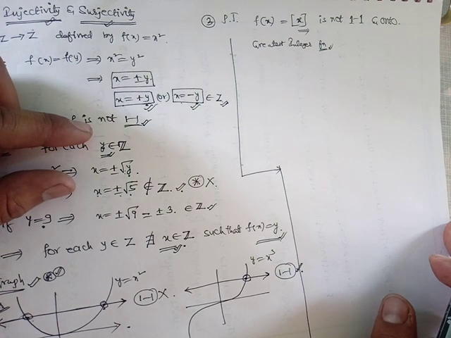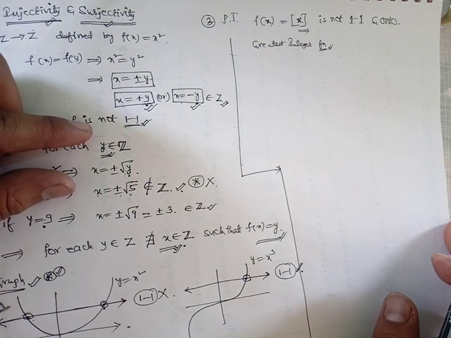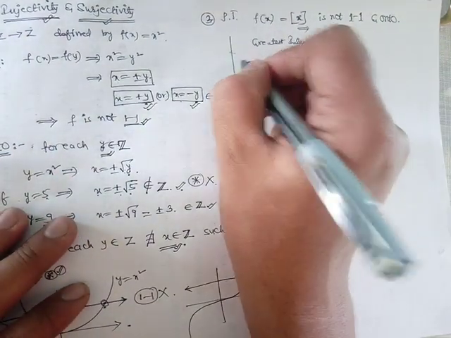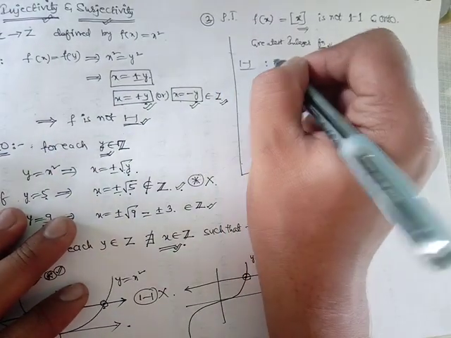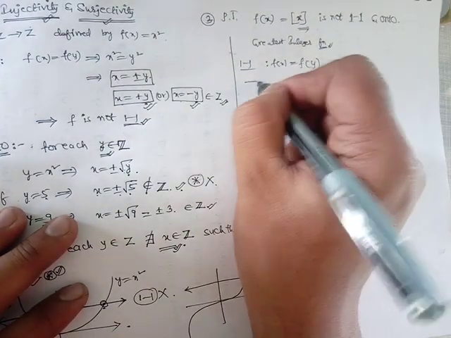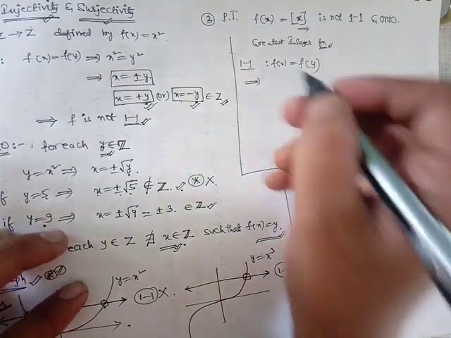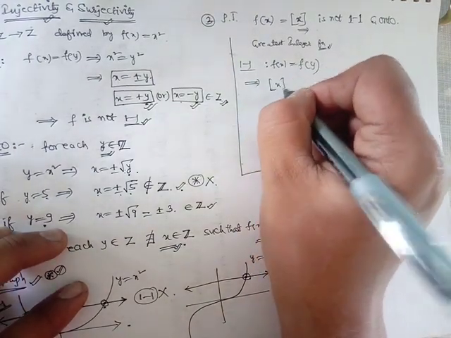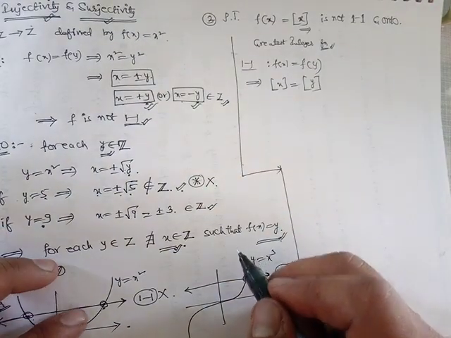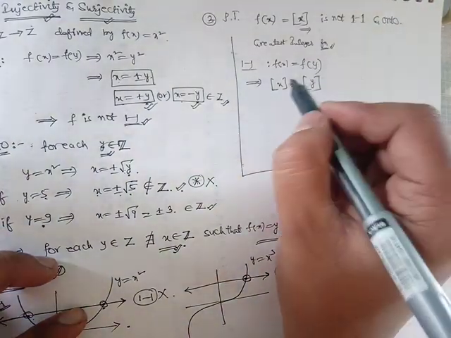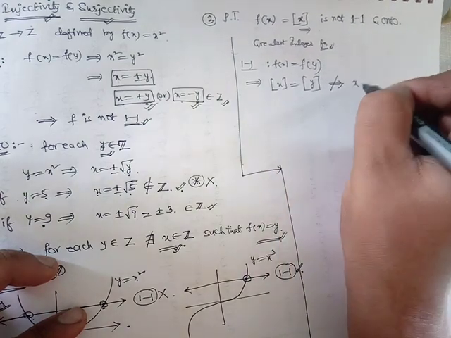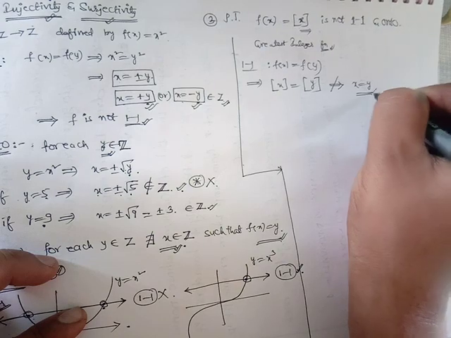Greatest integer function, greatest integer less than or equal to x. Now we'll see, coming to one-one case, we consider f(x) equals f(y). This implies f(x) is equal to step x and f(y) is equal to step y, then step x is equal to step y. This cannot be said as x equals y.